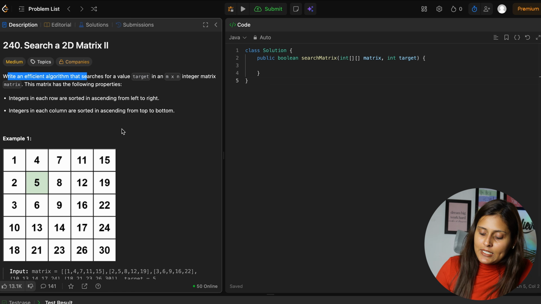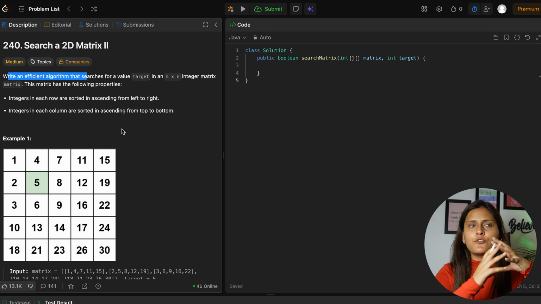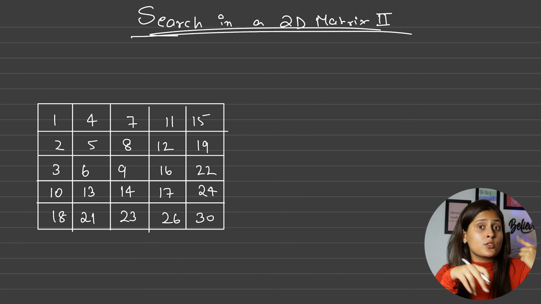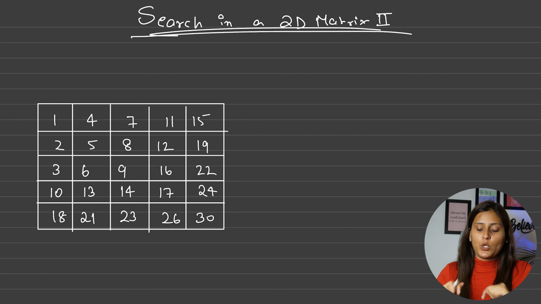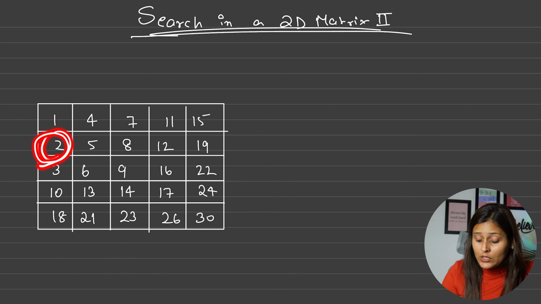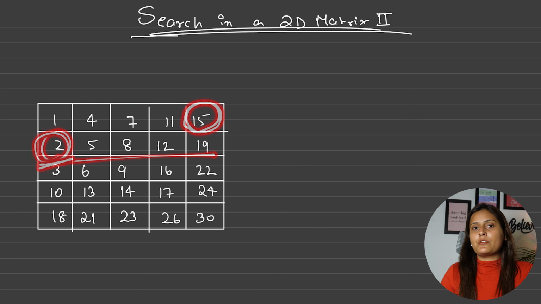So let's come here on the screen. Here is our matrix, and we have to look for 5. Let's see if we can apply the binary search logic here or not. If you remember, the Search a 2D Matrix I problem which we solved just above this question, there, along with these 2 pieces of information, 1 extra piece of information was given. And what was that? That the first value of any row will be greater than the last value of the previous row.